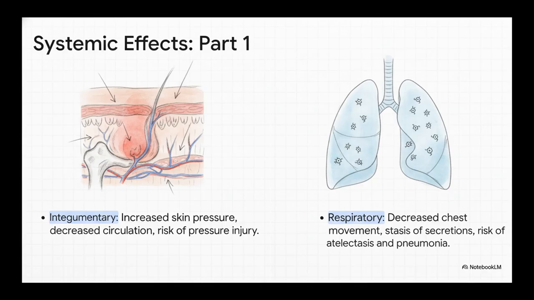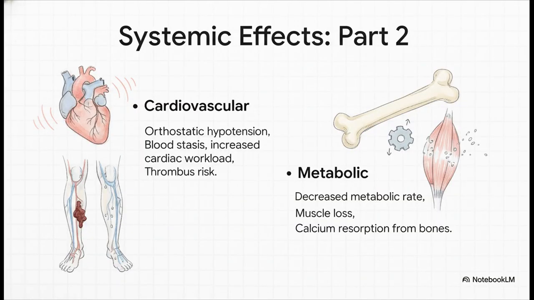At the same time, deep inside the lungs, gravity is causing fluid and secretions to just sit there, creating this perfect swampy environment for pneumonia to grow. The cardiovascular system takes a massive hit. You know how your calf muscles act like a second heart, squeezing blood back up to your chest when you walk? Well, when you're not walking, that blood just pools in your legs. This is a setup for dangerous blood clots, or DVTs.